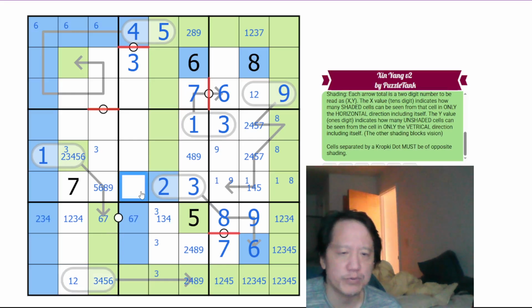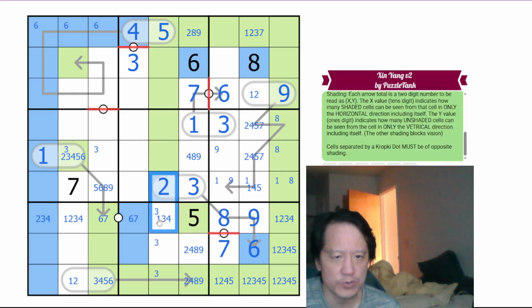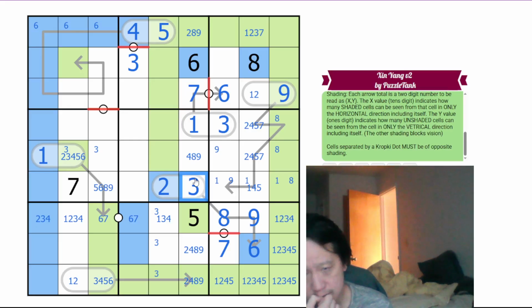If this is blue, that makes this green. If this is blue, that makes that green, which would make that blue. Interesting.